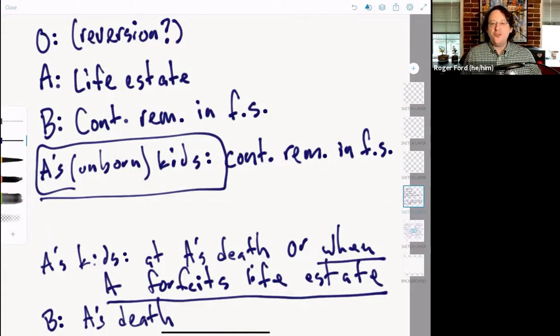That might functionally be the exact same thing as if it said, to A for life, then to B and her heirs, but if at A's death A is survived by any children, then to A's children and their heirs, right? That would be the reverse, where it would functionally do the exact same thing, but B's interest would be vested there instead of contingent, because it's not worded in terms of a condition that you have to satisfy before you get it. Okay, that makes sense. Thank you.